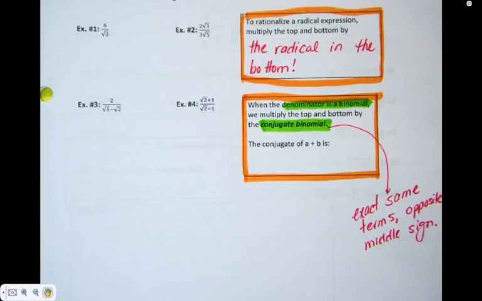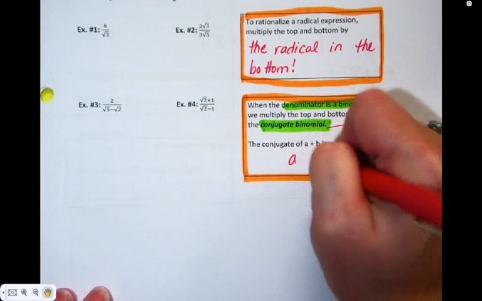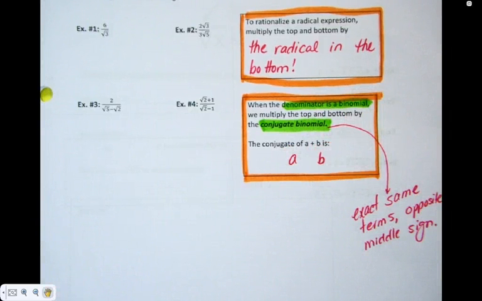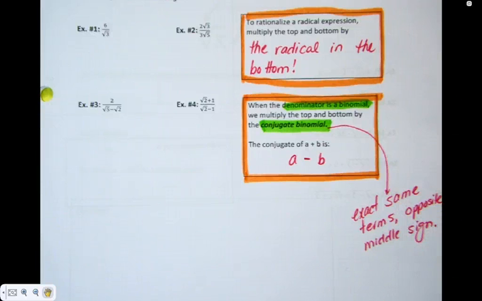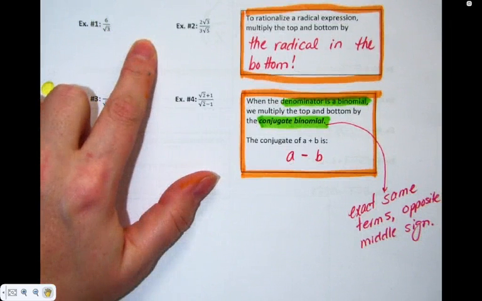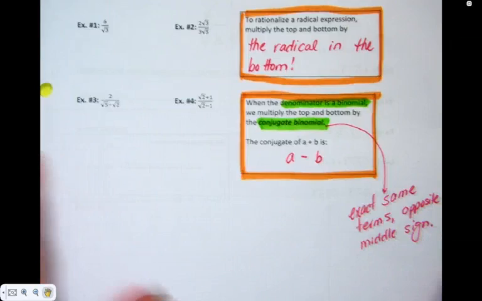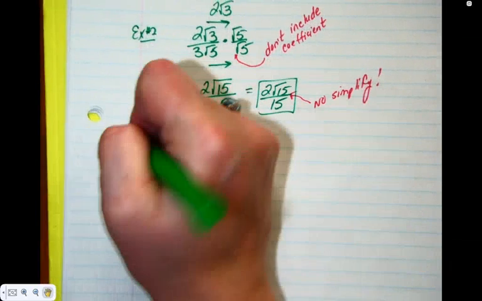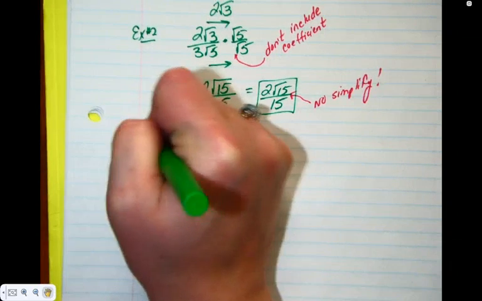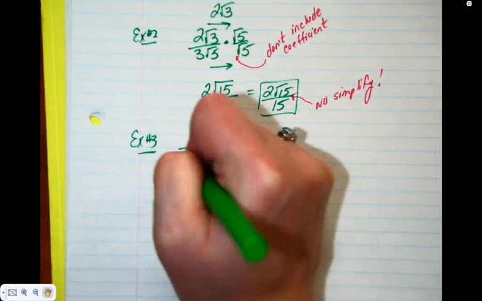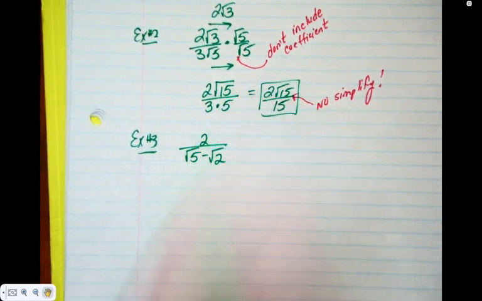So if I gave you A plus B and I want the conjugate, I'm going to keep the A, I'm going to keep the B. What's going to go in the middle? A minus. That's called the conjugate binomial. And I'll show you with the first example why it works. So if it's just a monomial, no big deal, we just multiply by the same radical. If we're down here, then we have to use what's called the conjugate. So let's look at number 3 with that binomial on the bottom: 2 over root 5 minus root 2.